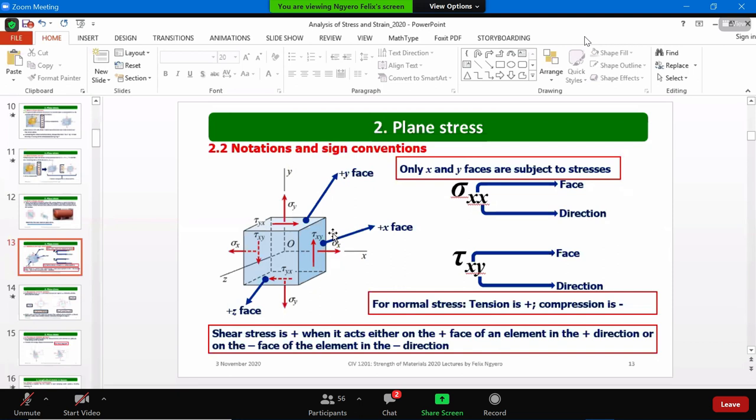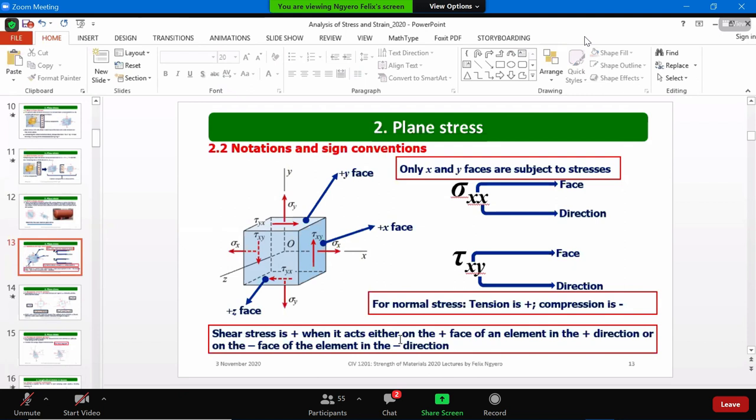So we have the positive face and the negative face. The positive faces are the faces perpendicular to the positive direction of each axis. The same applies to the y direction, and the negative y face is the face perpendicular to the negative y direction. That's how you denote the positive and negative faces. You need to know which face is positive and which is negative, depending on how you have chosen to define them. For our case, this is how we are defining positive and negative faces and axes.